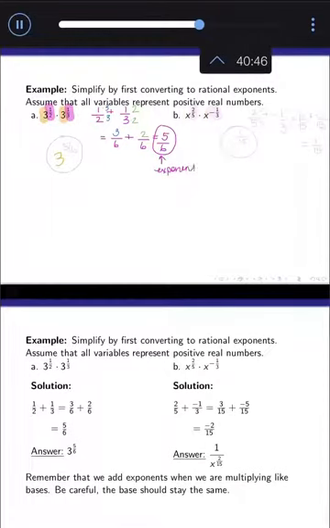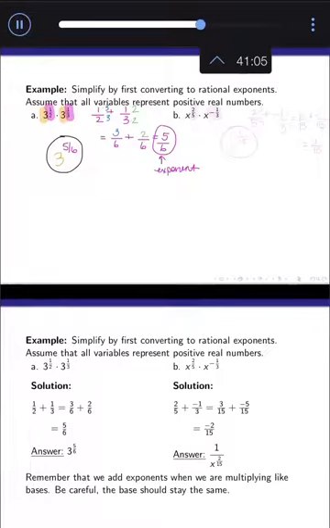The base was 3 because the base stayed the same. My new exponent, because I'm adding my exponent, is 5/6. So that's my final answer, 3 to the 5/6.